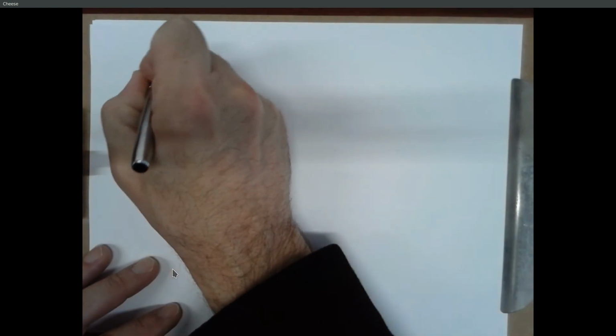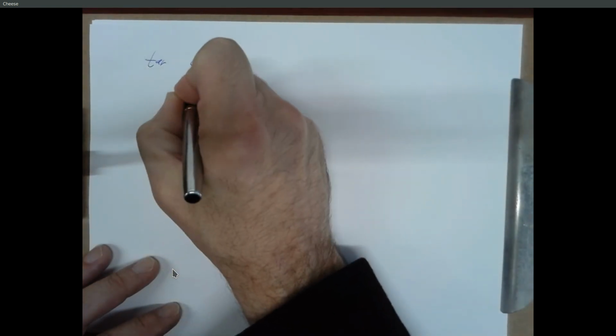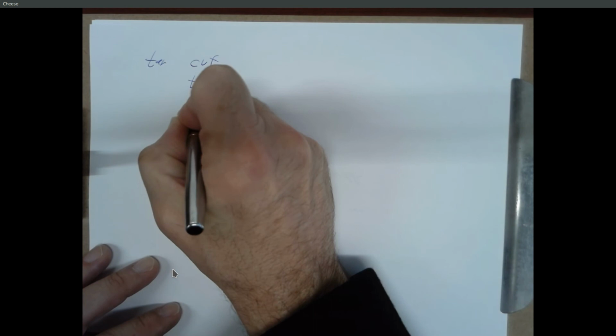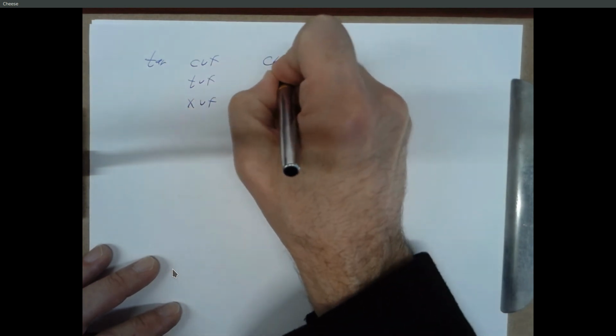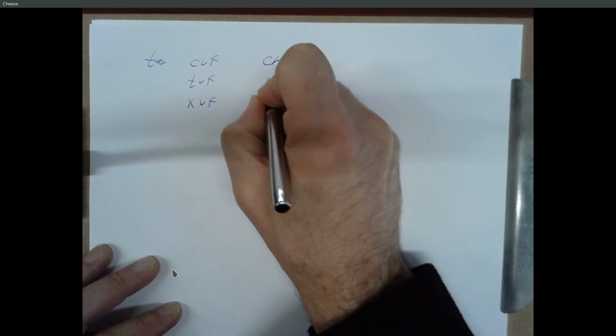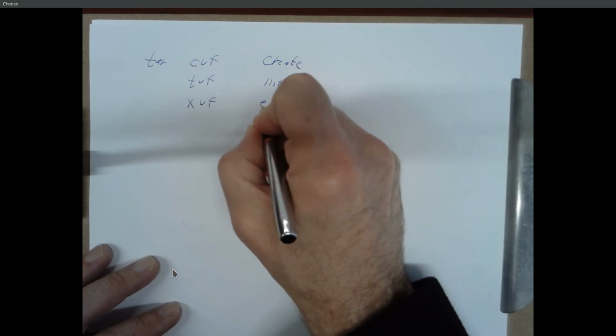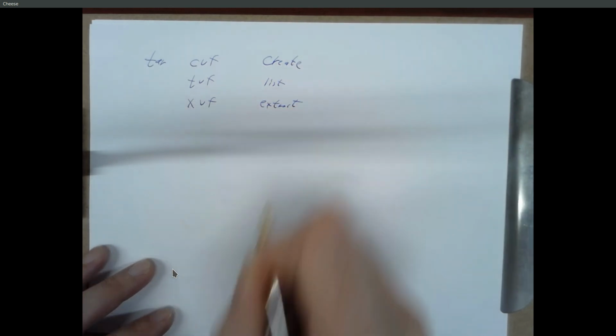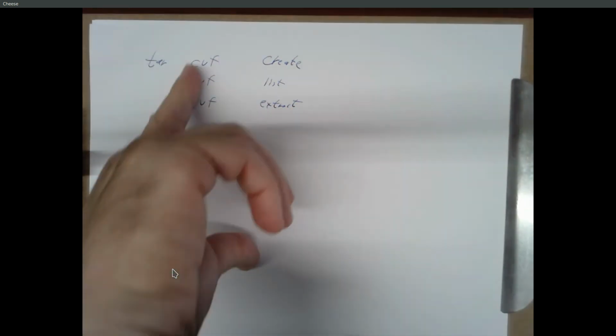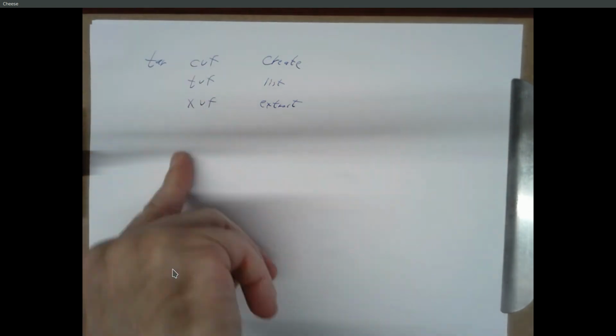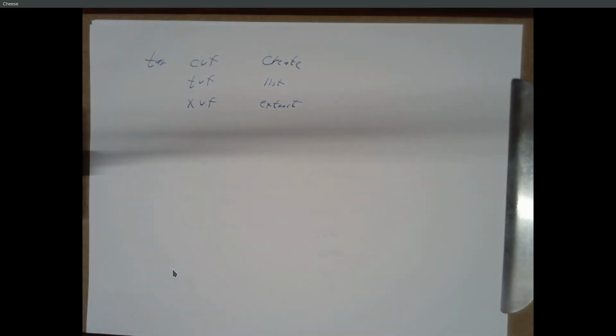So let me write down tar, CVF, TVF, XVF. This is create, this is list, and this is extract. And there's no dash in the front of these. It's one of the few Unix commands that doesn't have a dash in front of the arguments.